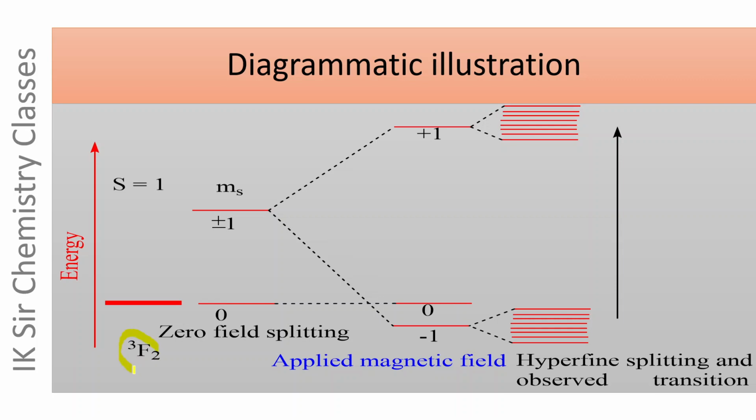Triplet F2 is the ground state term symbol for vanadium triple plus ion having capital S value equal to 1. Due to zero field splitting, this spin state capital S equals 1 of vanadium triple plus ion splits up into two spin energy levels, ms equals 0 and ms equals plus minus 1. When an external magnetic field is applied, the ms equals 0 energy level remains unaffected, while the ms equals plus minus 1 energy level, which is doubly degenerate, splits up into two singly degenerate spin energy levels, ms equals minus 1 and ms equals plus 1.